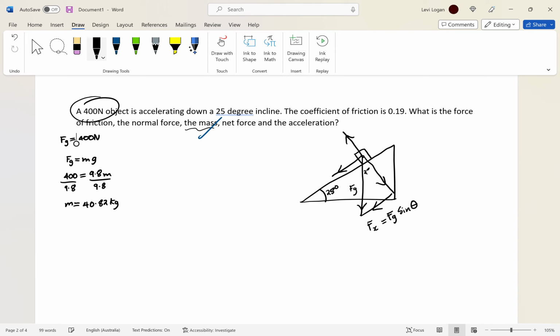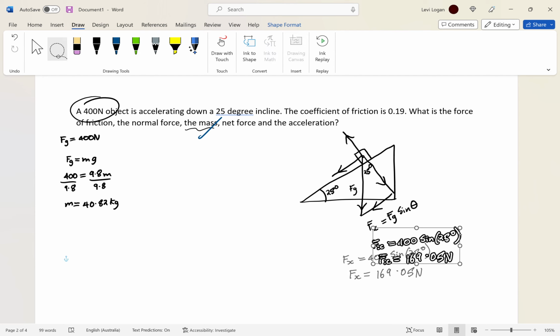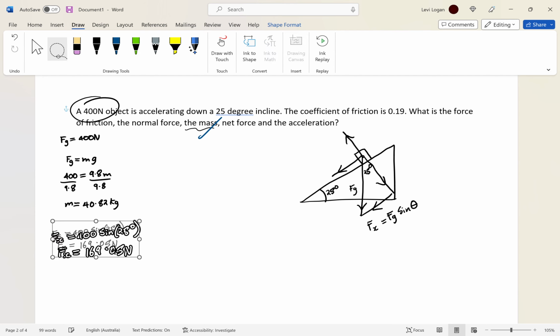This angle in here is 25 degrees. Okay, so F subscript x is going to be 400 sine of 25 degrees. Now we have to put that into our calculator because we don't know what the sine of 25 degrees is. Sine of 25 degrees, alright, so we get 169.05 newtons.